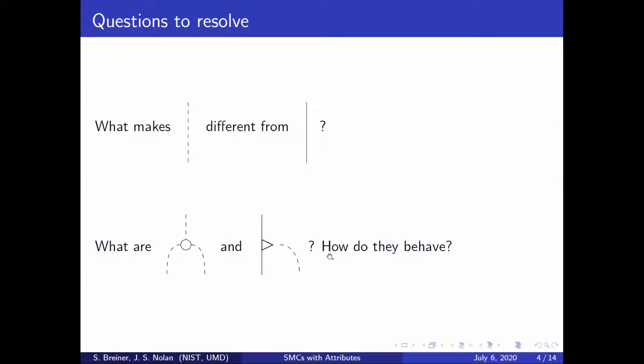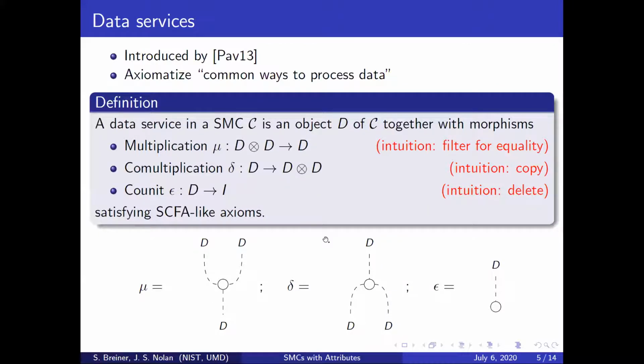And how are they supposed to behave? How can we expect them to work axiomatically? So for the first question, we're going to borrow the notion of a data service from the paper Monoidal Computer 1 by Pavlovich. And a data service inside of a symmetric monoidal category is a general formalization for ways you might want to process data.